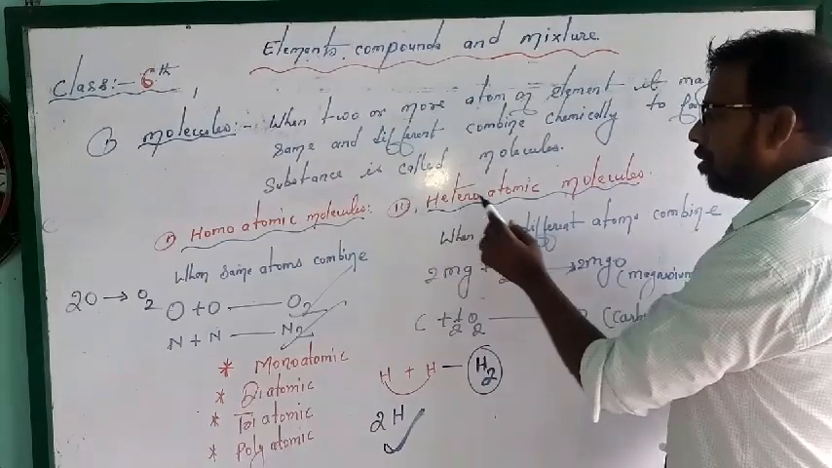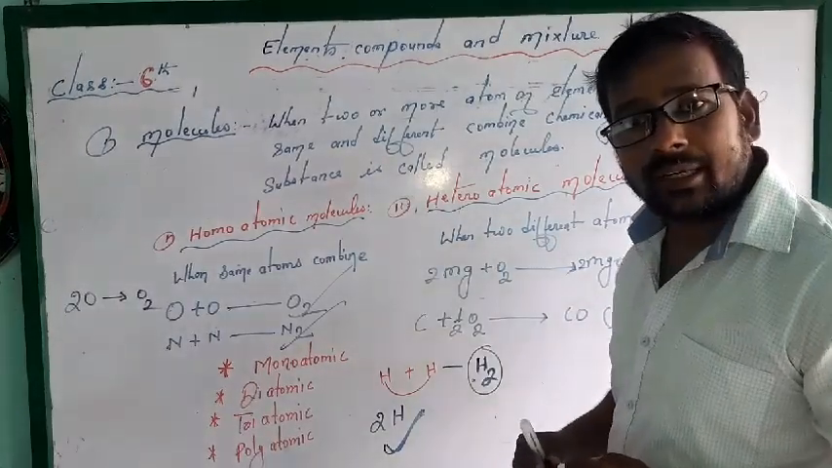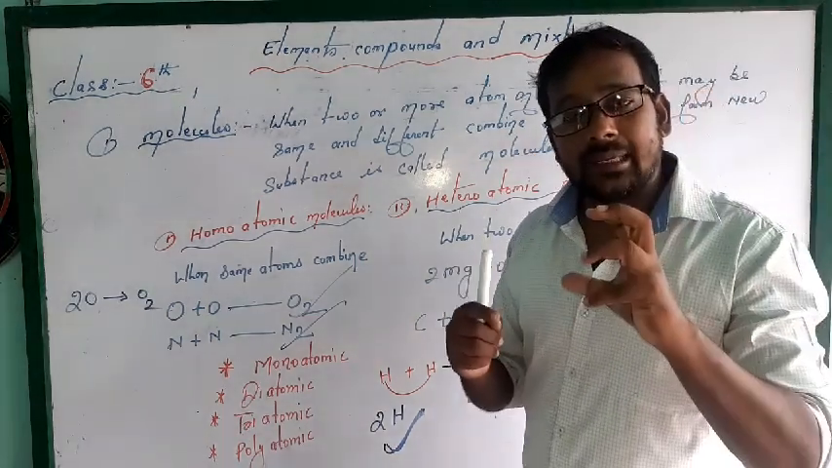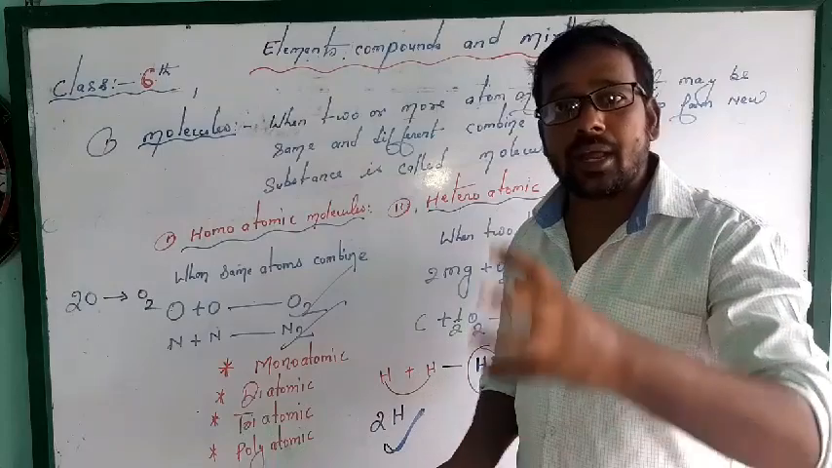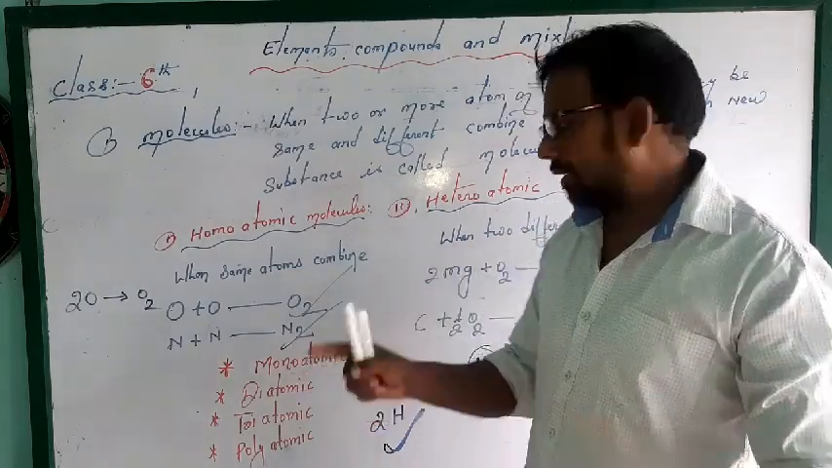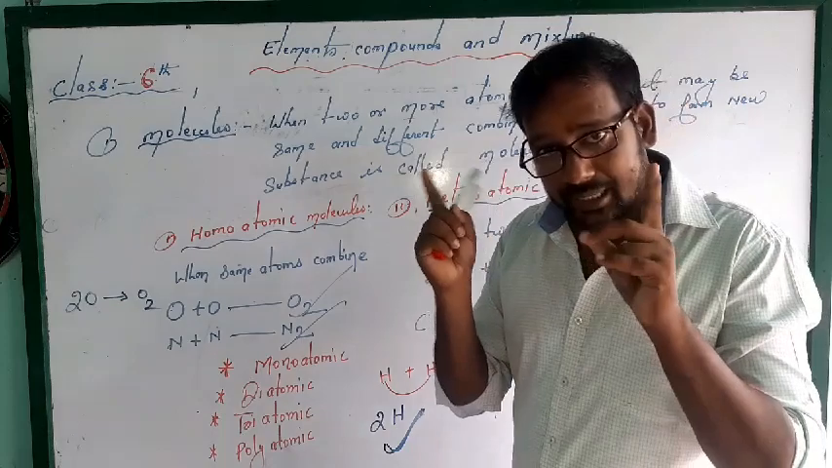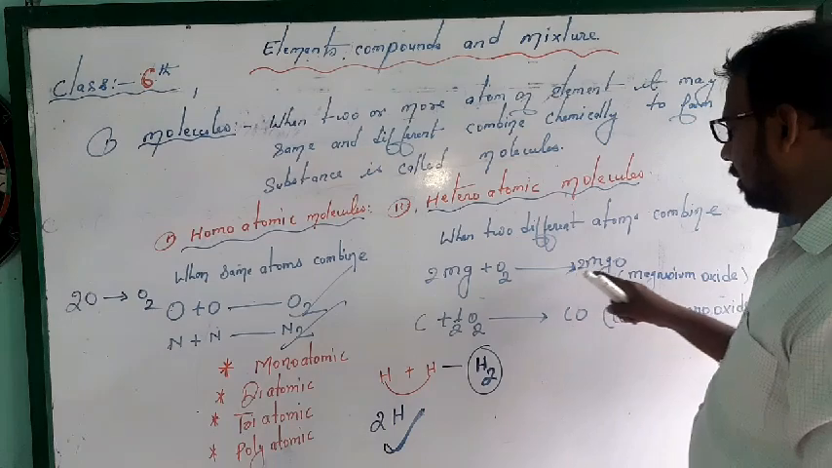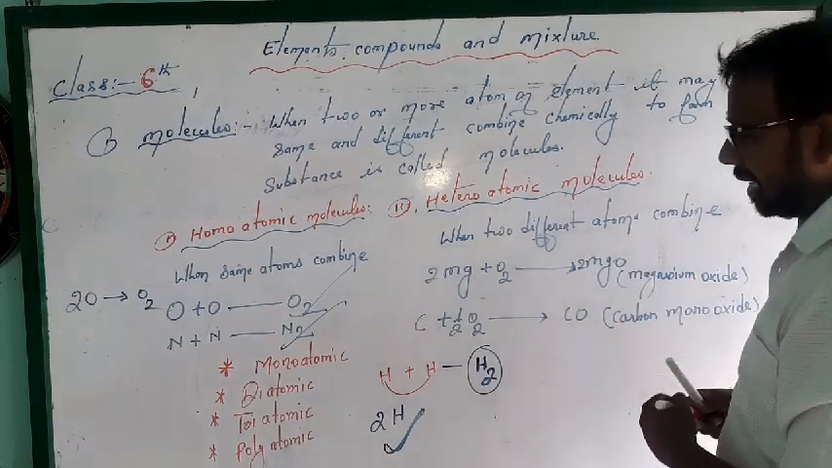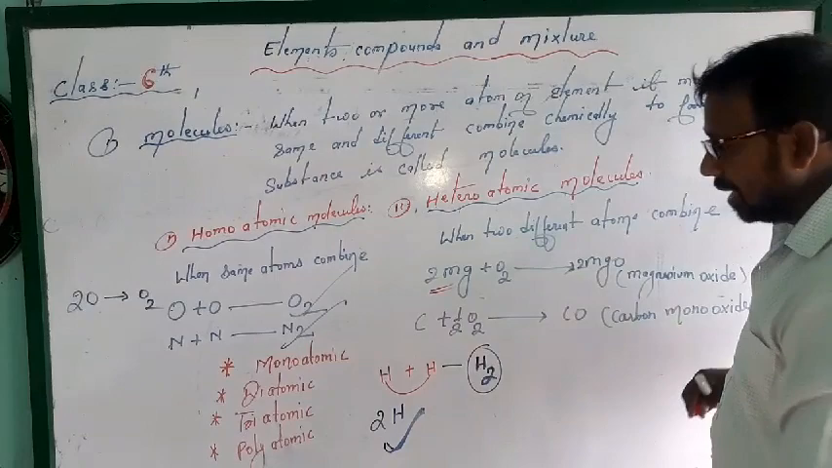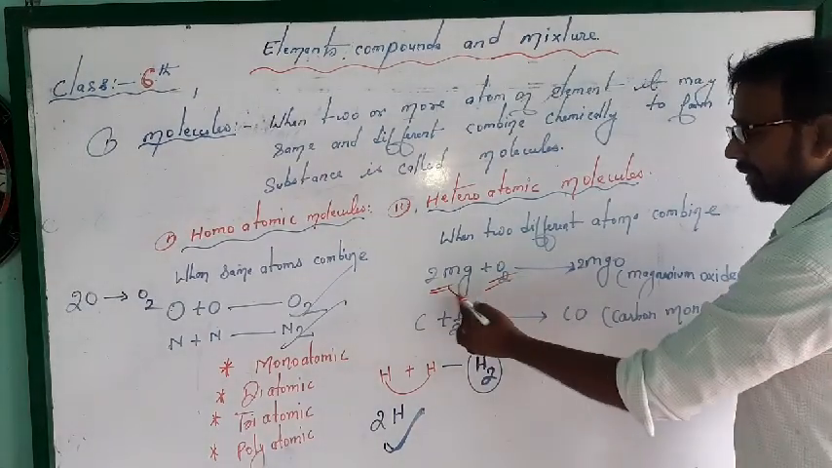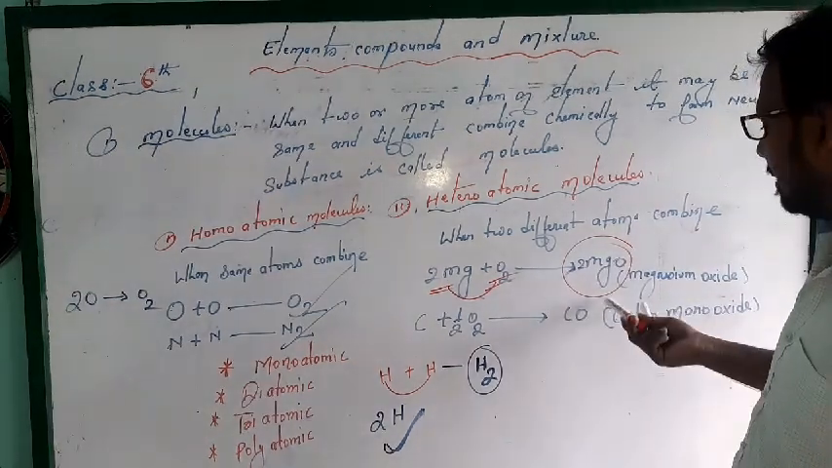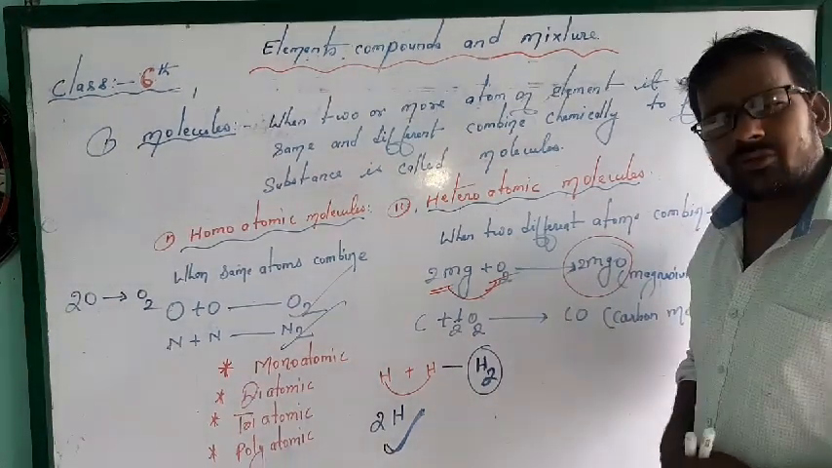But another one, heteroatomic molecules. What do we mean by heteroatomic molecules? When two or more atoms of different elements combine chemically and produce a molecule, that is called a heteroatomic molecule. Here you can see an atom of magnesium and an atom of oxygen, both combined with each other to produce MgO, and MgO is known as magnesium oxide. That is a molecule. You can also say compound.